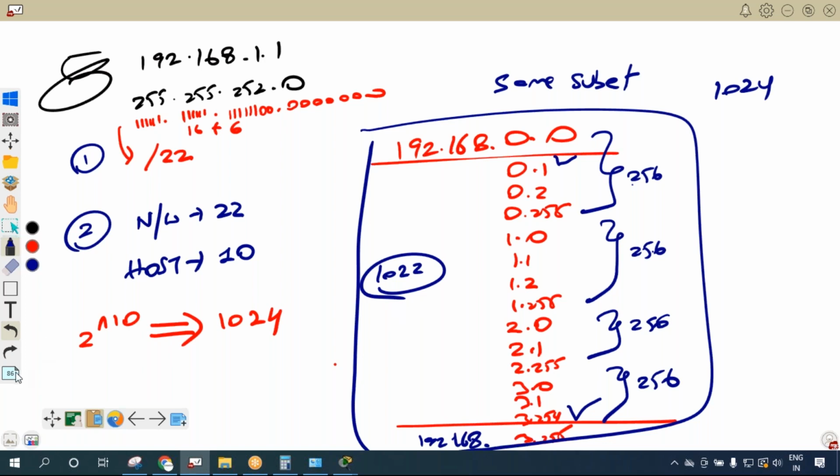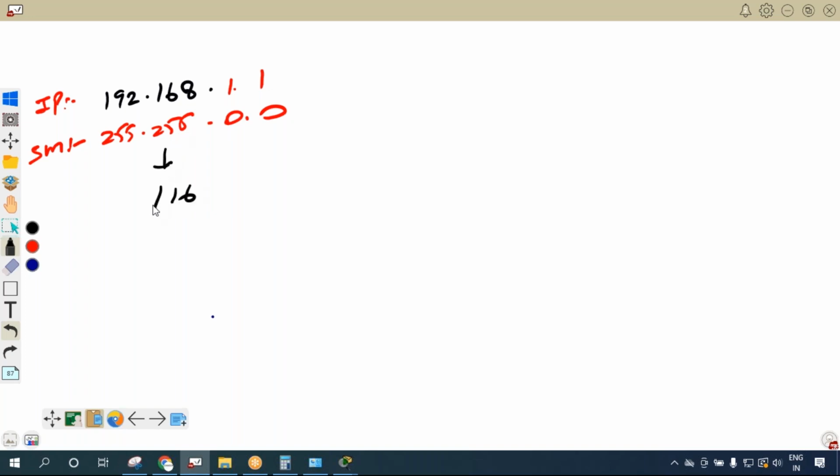Now my dear friends, the last one: 192.168.0.0/16. If you see /16, what is the meaning of this? Or if you see the subnet mask as 255.255.0.0, what is the meaning of this? Let's put an IP. If you see an IP like 192.168.1.1 and the subnet mask 255.255.0.0, then the prefix is /16. This is the first step.